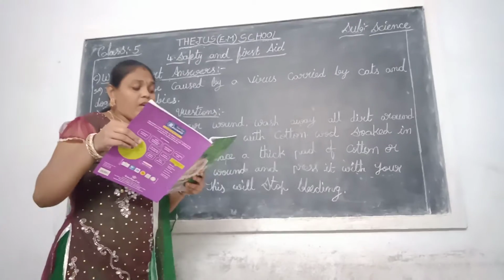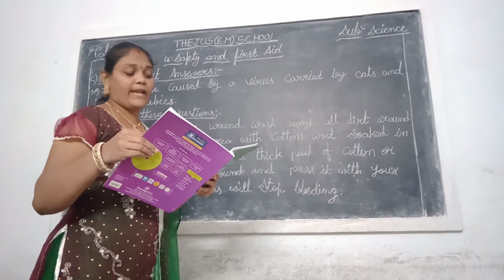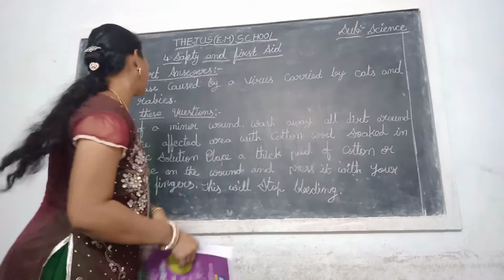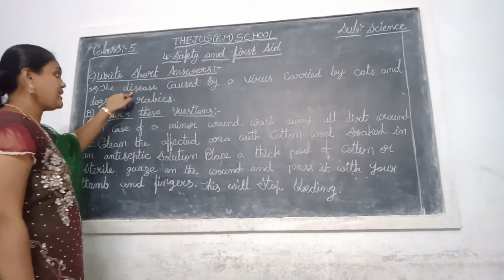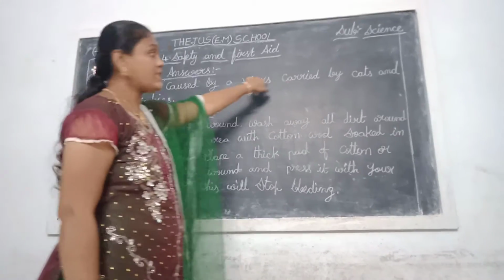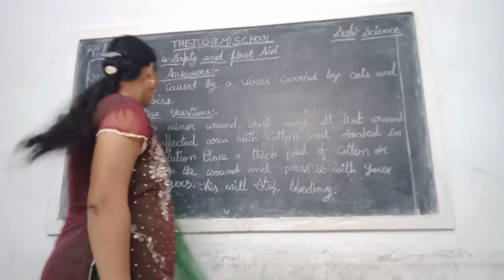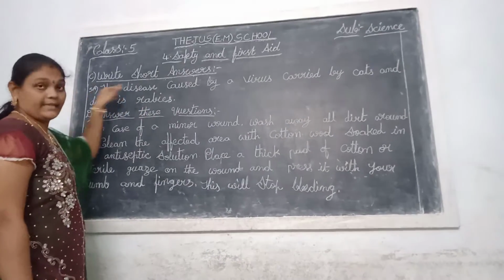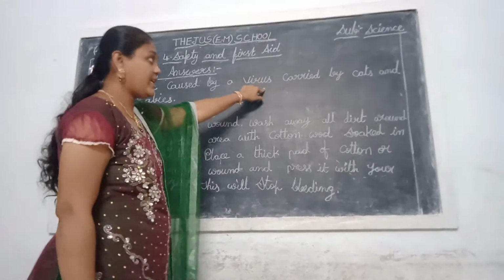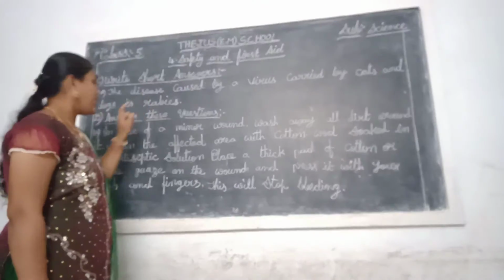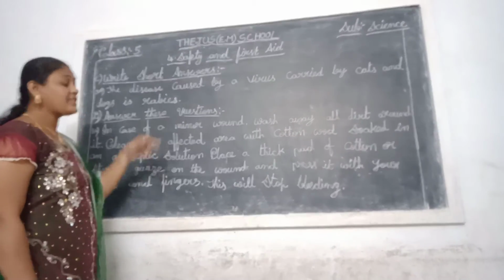Okay? Name the disease caused by a virus carried by dogs and cats. The disease caused by a virus carried by cats and dogs is rabies. Okay, next D Roman, answer these questions.